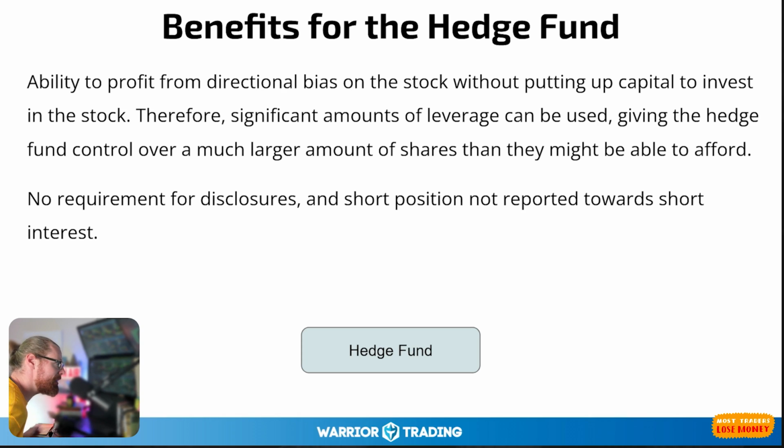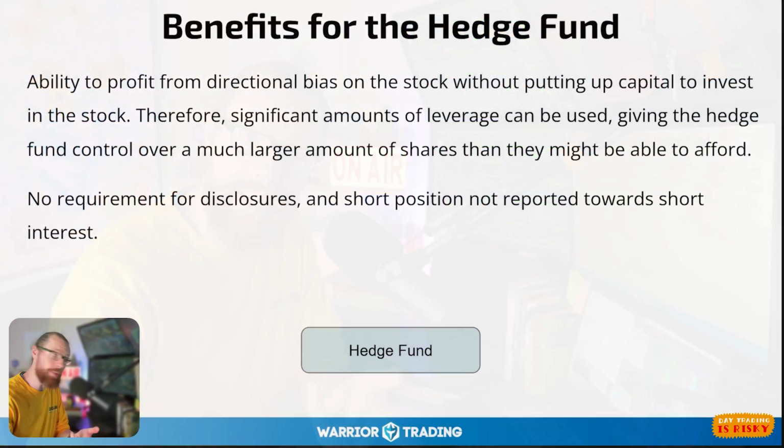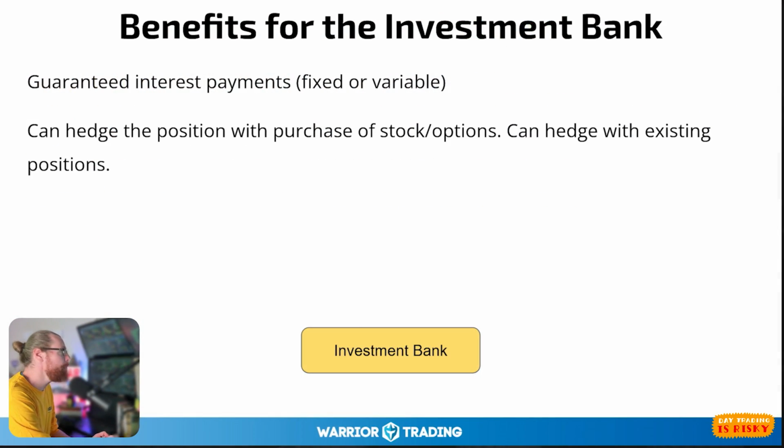It's naturally risky because if the stock goes up a lot, they could lose a lot of money and they need to have the capital to be able to cover their losses. And so the investment bank, it seems like in this scenario, is the one really taking on the risk, right? So what are the benefits for the investment bank? Why are they doing this? Well, number one, they get guaranteed interest payments. They could be either fixed or variable, depending on what the terms are.